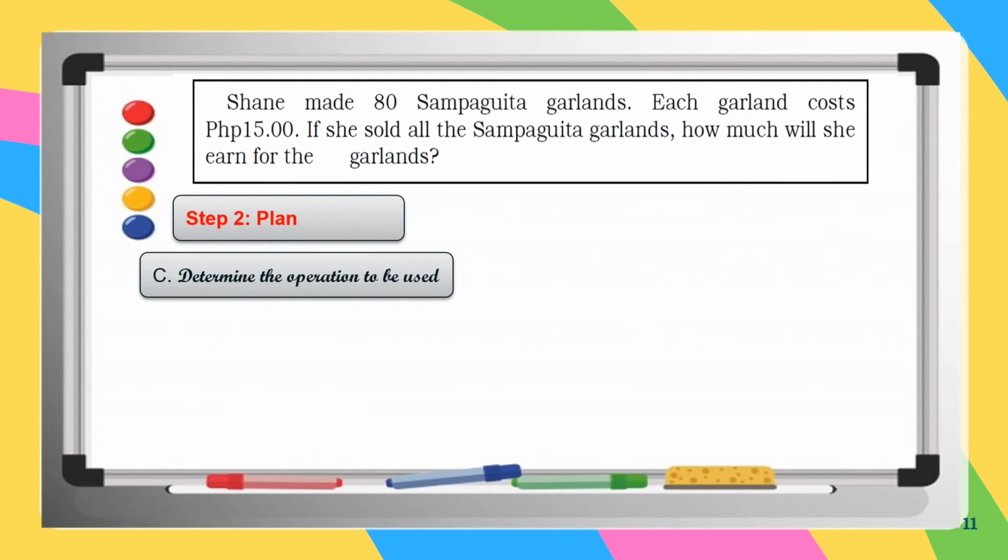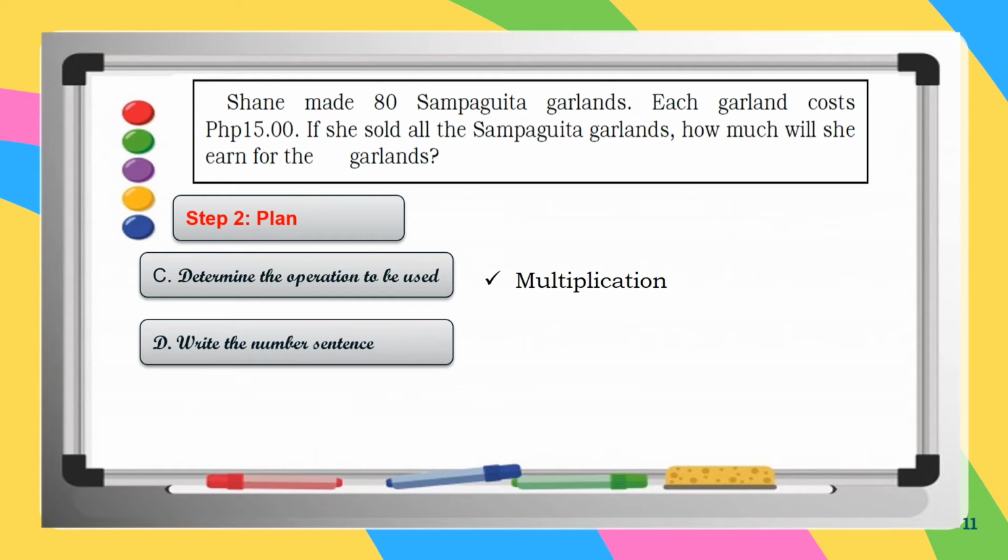Step 2 is to plan. Determine the operation to use. In this problem, we're going to use the operation multiplication. Then write the number sentence. The number sentence is 80 times 15 is equal to n.